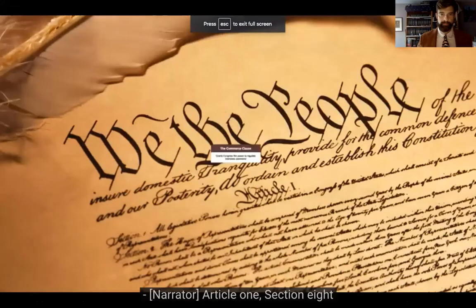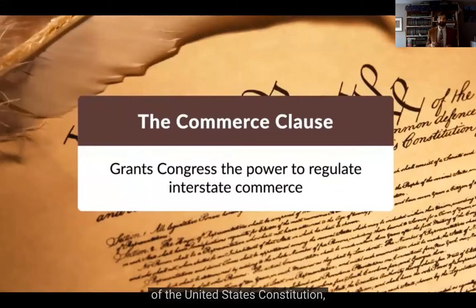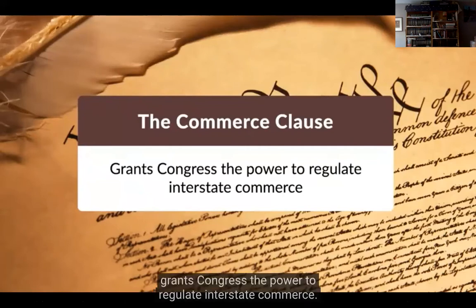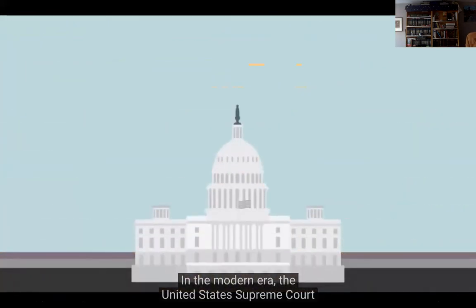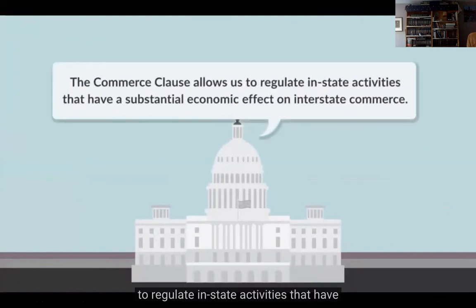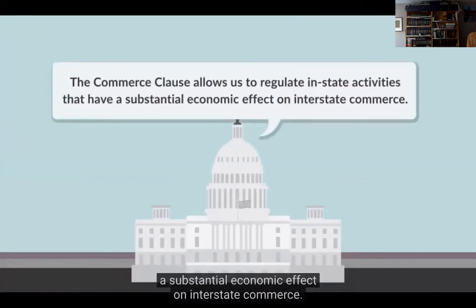Article 1, Section 8 of the United States Constitution, popularly known as the Commerce Clause, grants Congress the power to regulate interstate commerce. Congress has used this power to regulate commercial goods, products, activities, and travel between states. In the modern era, the United States Supreme Court has interpreted this power broadly, allowing Congress to regulate in-state activities that have a substantial economic effect on interstate commerce.